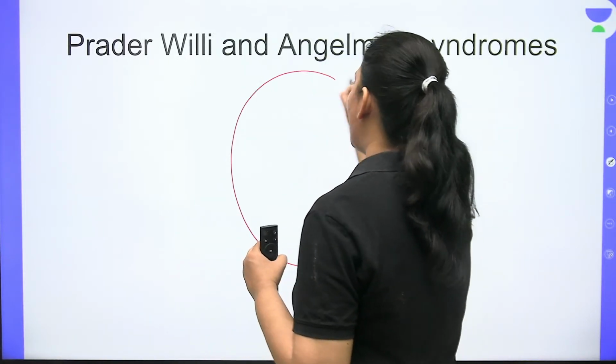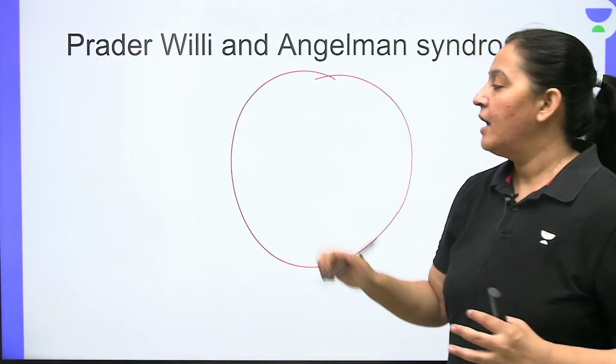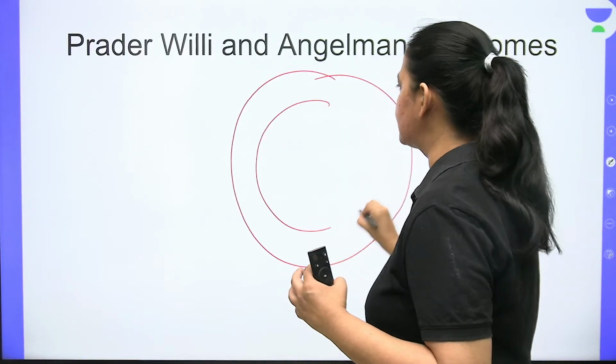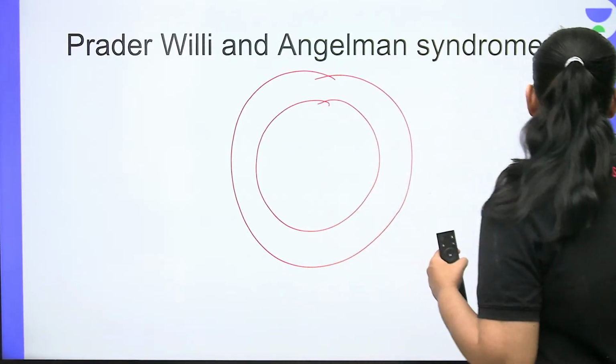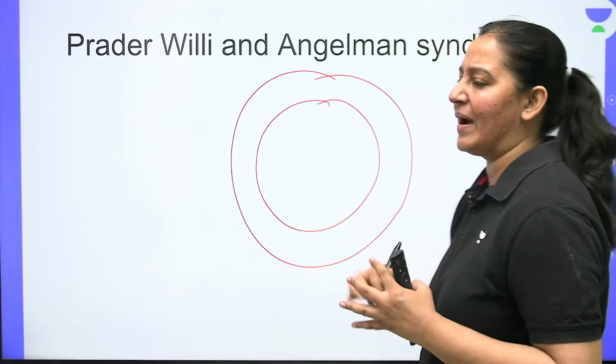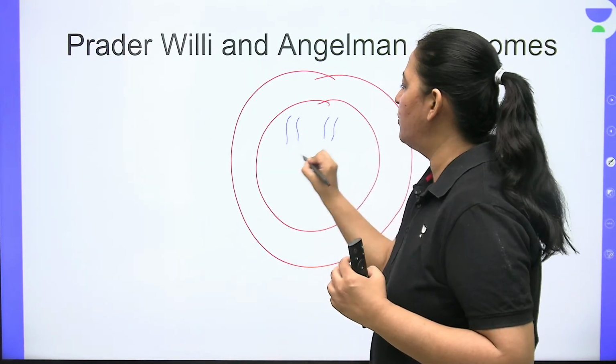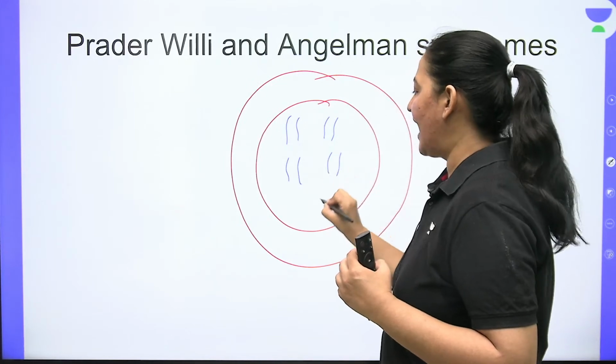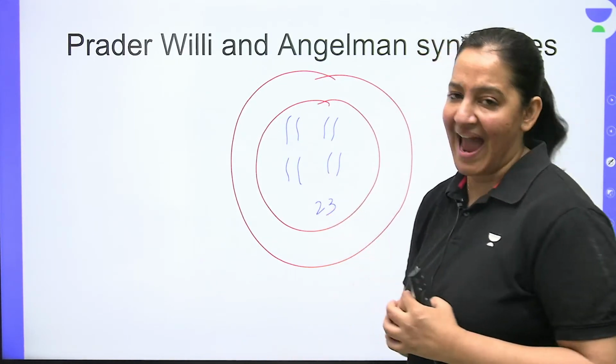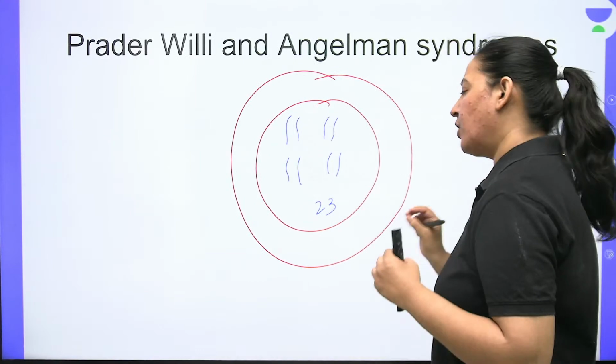This is a human cell, any human cell, a diploid cell. And inside the human cell, this is the nucleus. In the nucleus we have 46 chromosomes, or 23 pairs. This is pair number 1, this is pair number 2, pair number 3, pair number 4. Likewise, we have a total of 23 pairs. Agreed? Yes, everyone agreed. Now listen to my point.